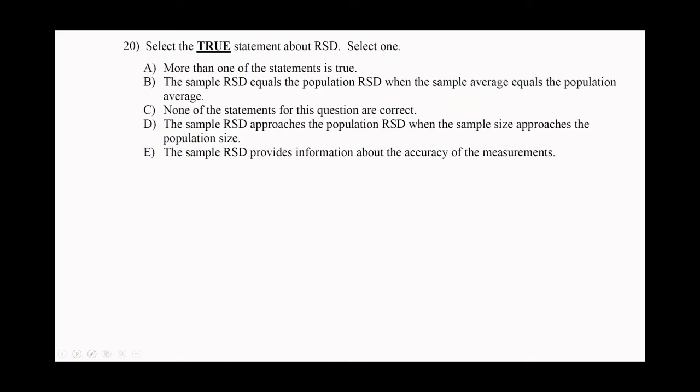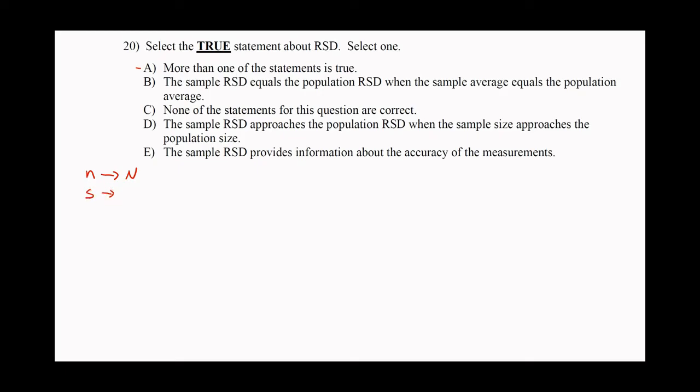Select a true statement about RSD. Select one. More than one of the statements is true. Okay, well, let's come back to that one. The sample RSD equals the population RSD when the sample average equals the population average. Wow, that sounds good. Now remember what we learned in class. As small n approaches the population n, we learned two things are true.